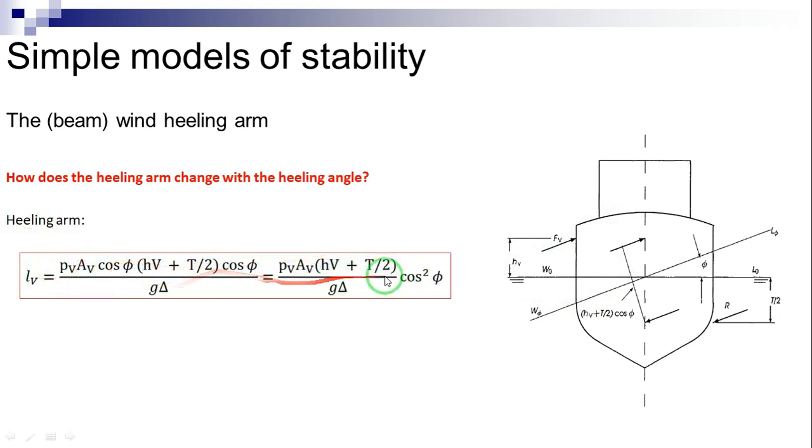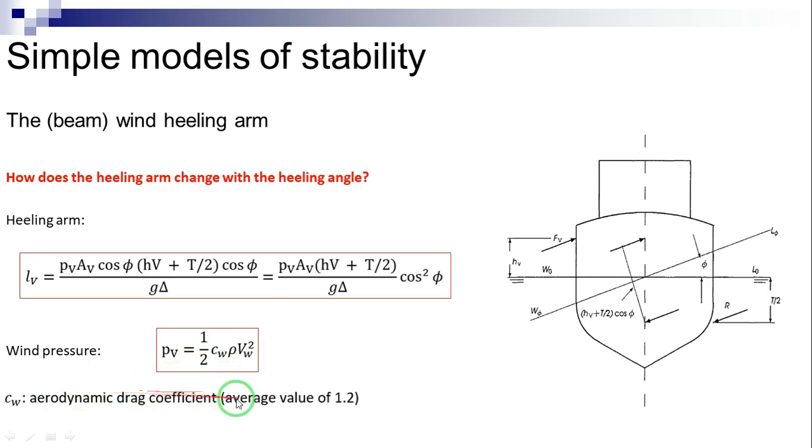The wind pressure, Pv, is related to the wind speed, Vw, by this equation, where Cw is an aerodynamic resistance coefficient and rho is the air density.